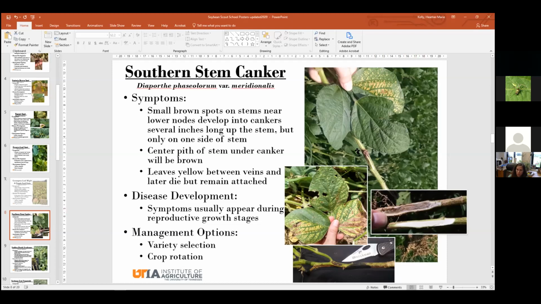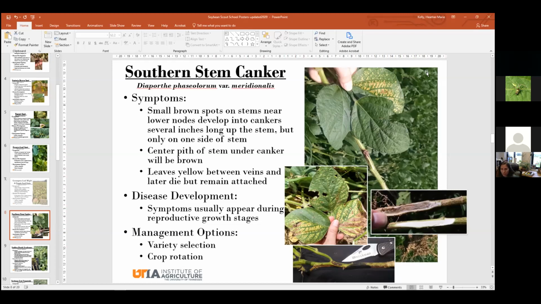And so this usually appears during reproductive growth stage. The main thing really here is variety selection. There are some highly susceptible stem canker varieties. And if you know you've seen stem canker in your field before, you really want to make sure you avoid these varieties.